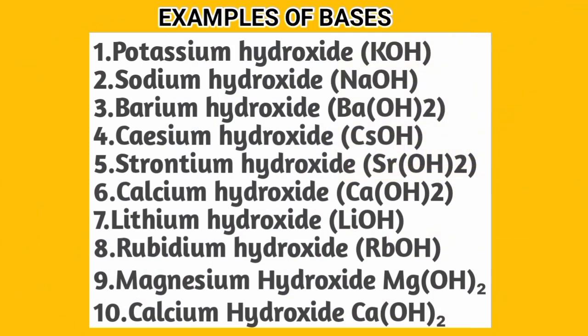And some examples of bases: potassium hydroxide, formula KOH; sodium hydroxide, NaOH; barium hydroxide, Ba(OH)2; cesium hydroxide, CsOH; strontium hydroxide, Sr(OH)2; calcium hydroxide, Ca(OH)2; lithium hydroxide, LiOH; rubidium hydroxide, RbOH; magnesium hydroxide, Mg(OH)2. These are all examples of bases.